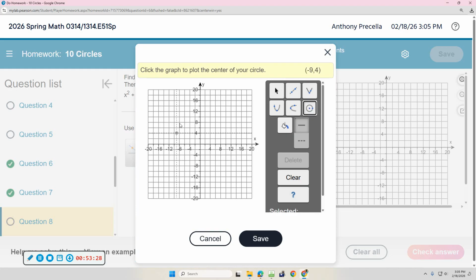6, negative 2. So, is that right? 6. And down 2. Down 2. Click. And now we need another point. So either count 8 units up, down, left, or right.